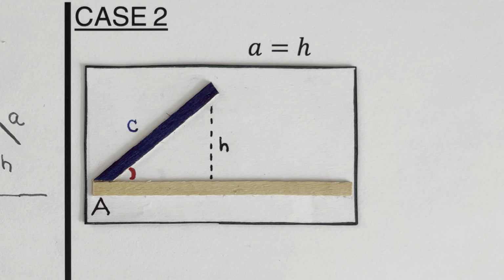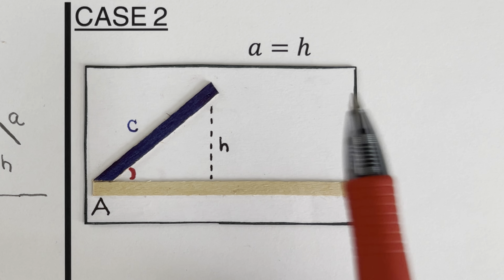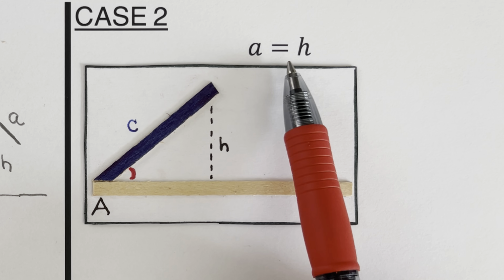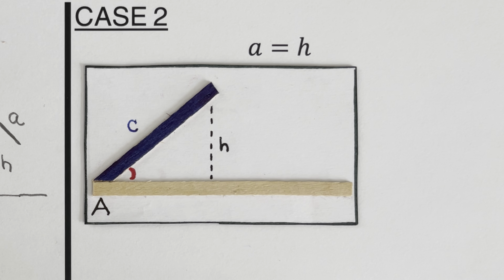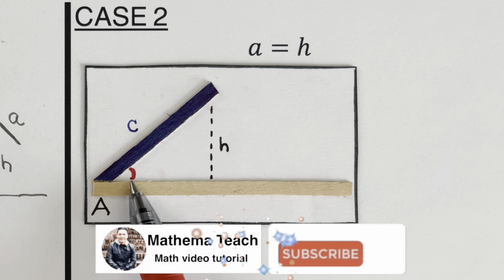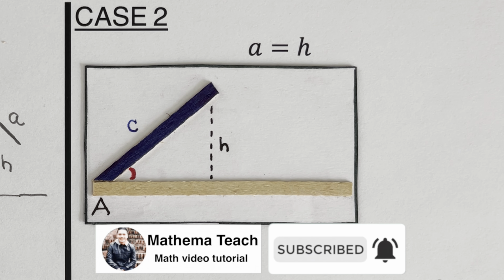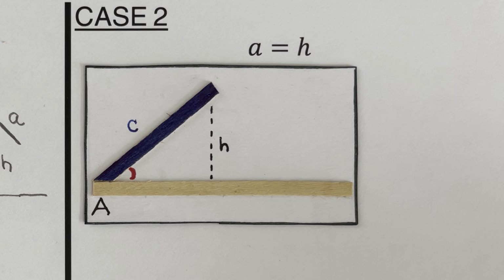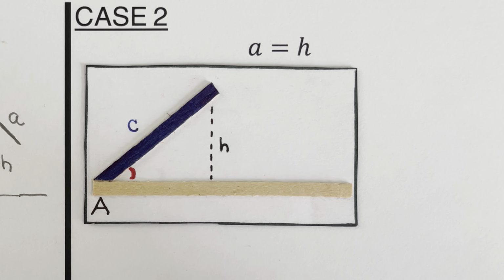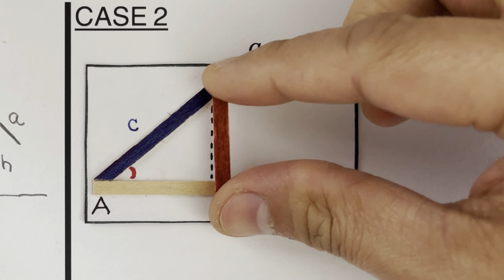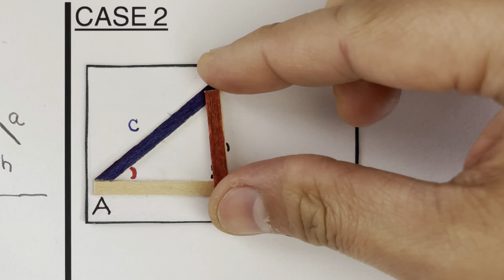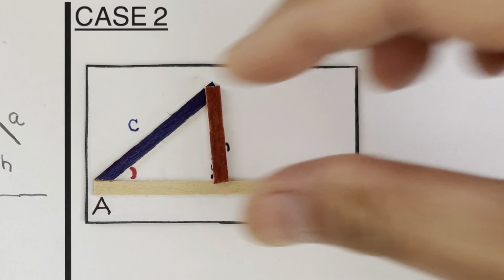Okay, let's have the second case. In the second case, our a is equal to h. Again, this is angle A, and the side across from it should be side a. So let's set it up. Our a is equal to h, so this is going to represent our a that is equal to h.